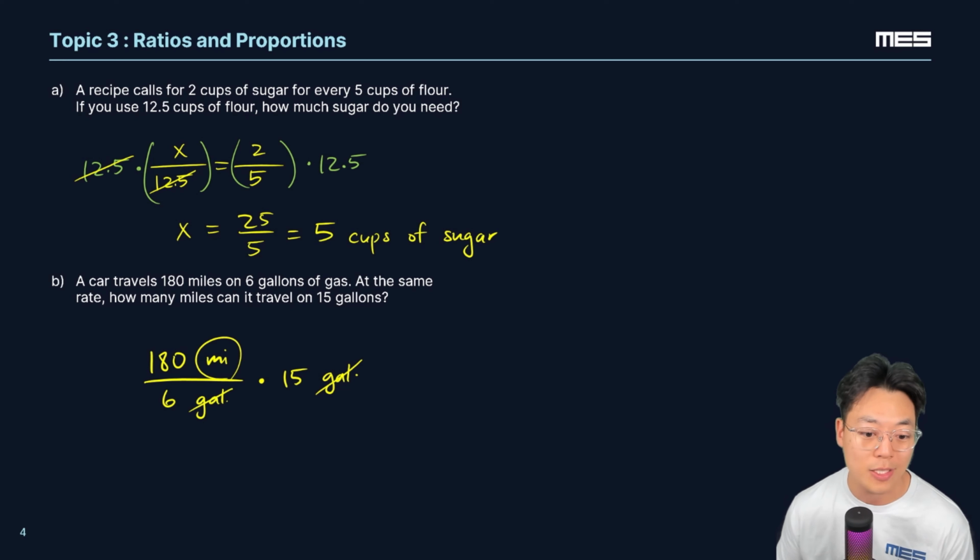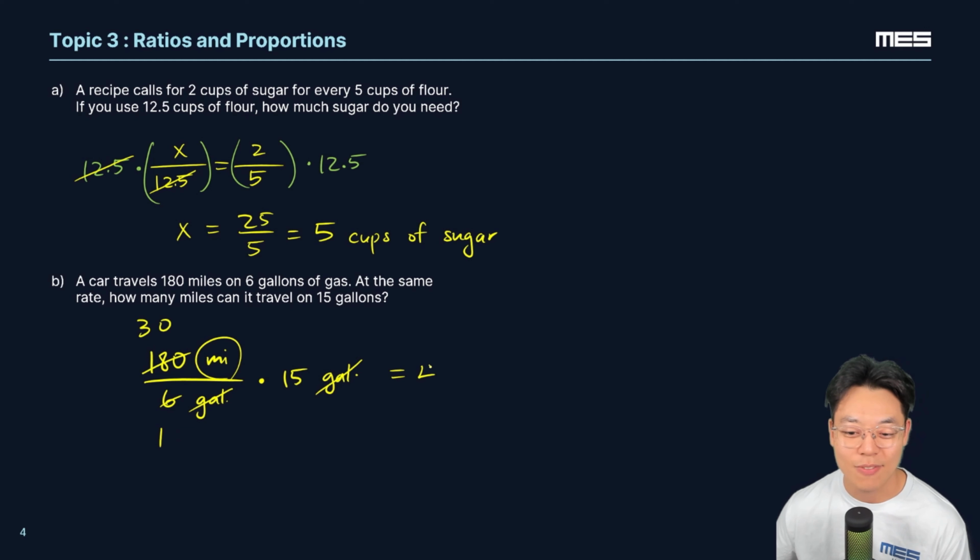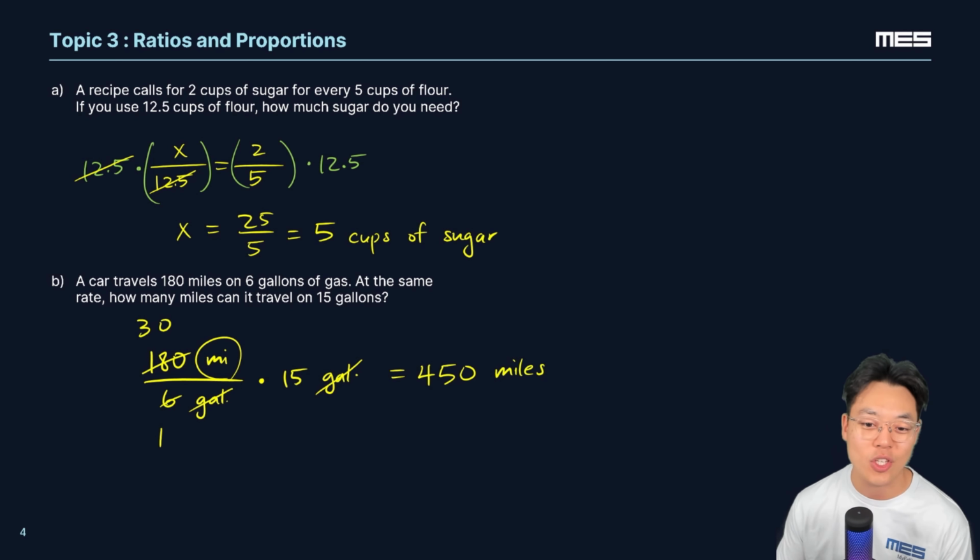That's what we want. Now, 180 and 6 have a common factor of 6, so those cancel out, leaving just the 30 on top. 30 times 15 is 450. So we can travel 450 miles on 15 gallons of gas if we can keep the same rate as when we traveled 180 miles on 6 gallons of gas.